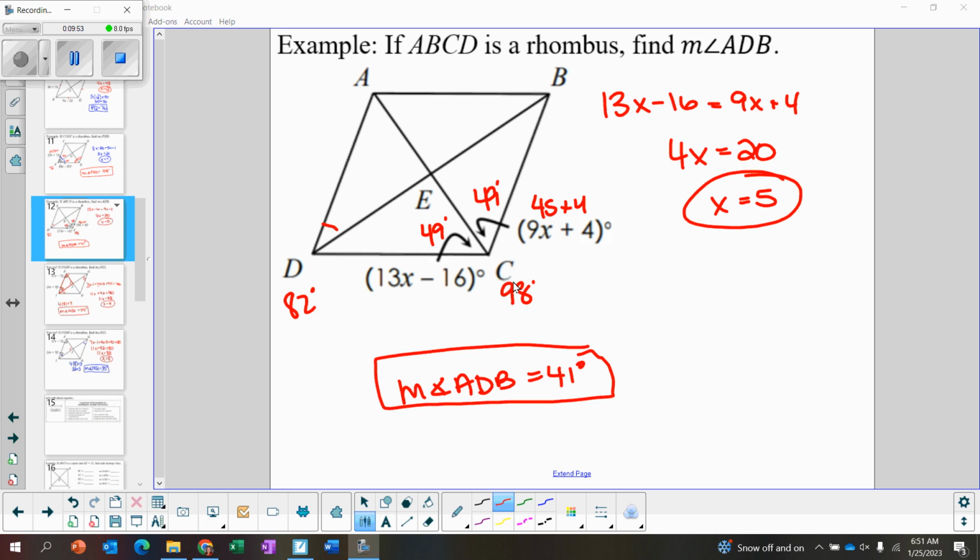Consecutive angles are supplementary, so 180 minus 98 was 82. And then I cut the 82 in half, so each one was 41. So the measure of angle ADB was 41 degrees.